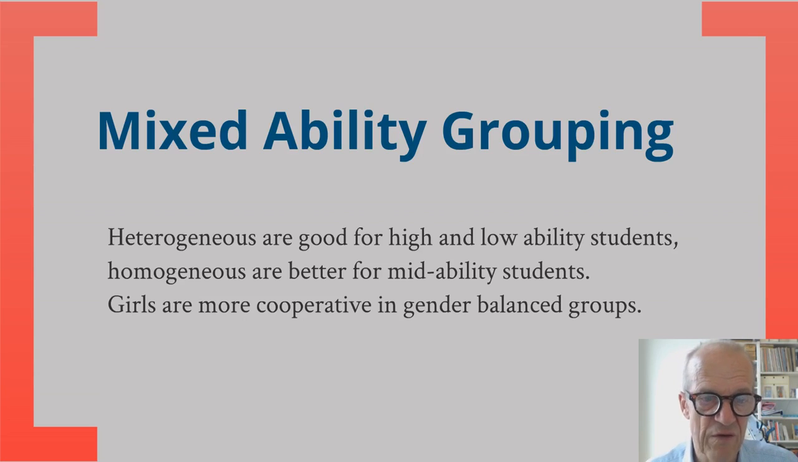There is also a gender effect here. When we have gender balanced groups, so groups with an equal number of boys and girls, then girls are more cooperative than when the balance is less. In fact, when there are more girls than boys, or more boys than girls, both situations are detrimental for girls' cooperation. In fact, you should have this gender balance in order to arrive at these positive results for female students.